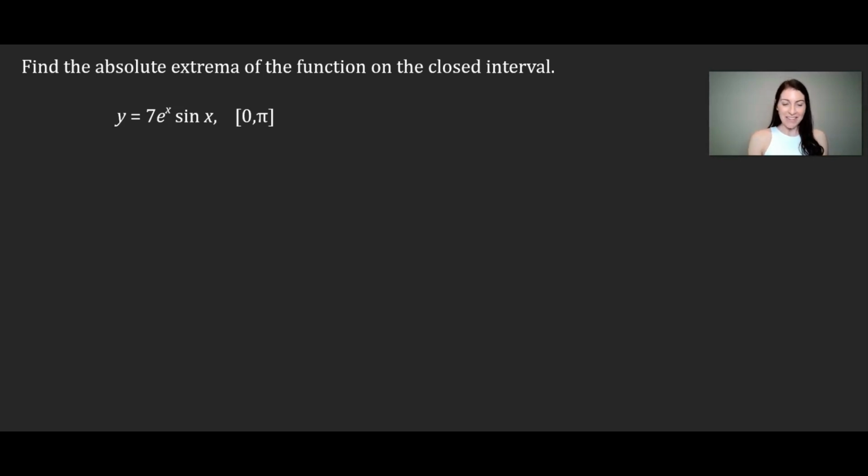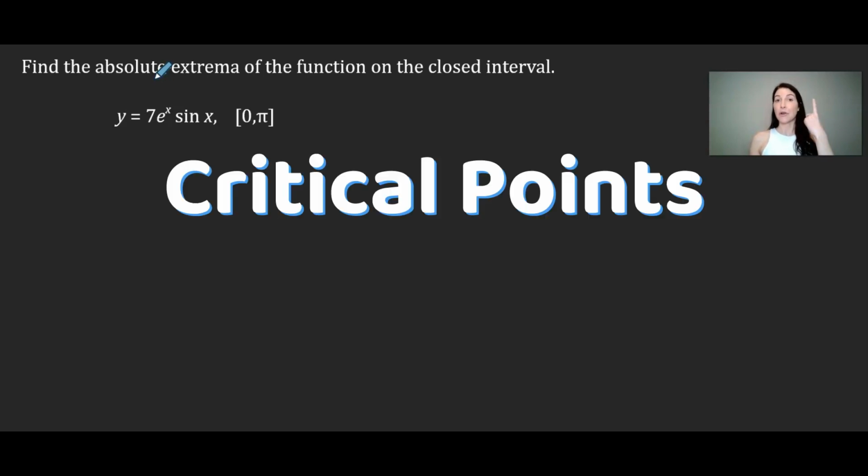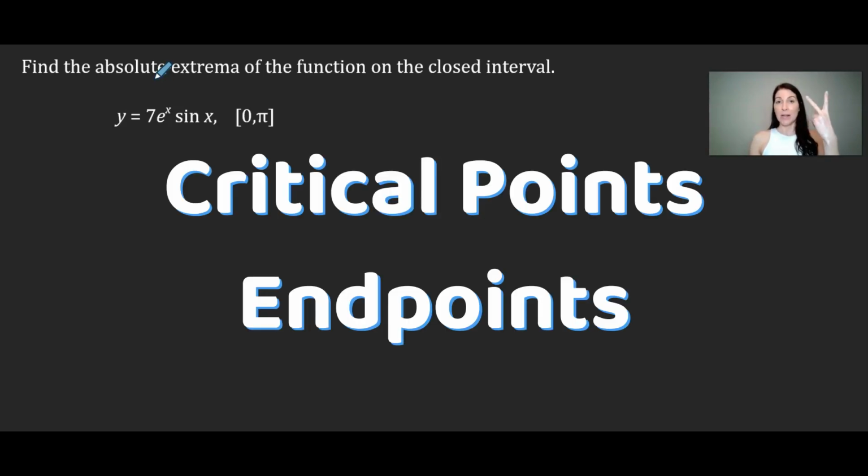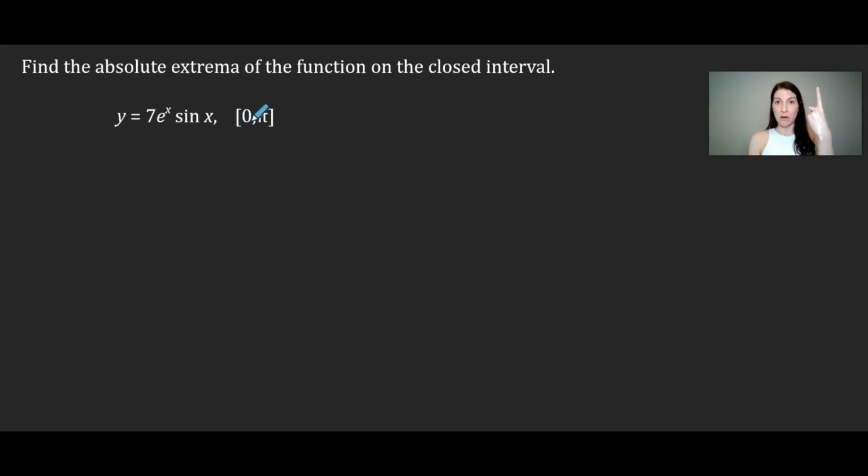So here we're finding the absolute extrema, which means the absolute maximum and the absolute minimum of this function on the interval from 0 to pi. The first thing you need to figure out is, where could your absolute extrema occur? Absolute extrema can either occur at critical points or at endpoints. We already know the endpoints of this interval, and the endpoints are 0 and pi.